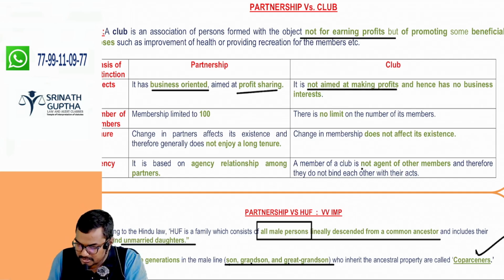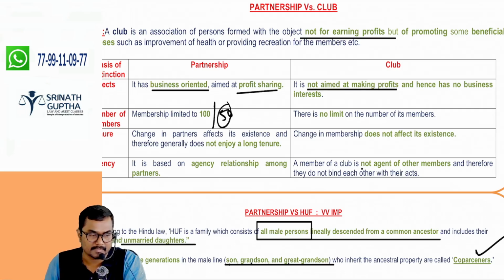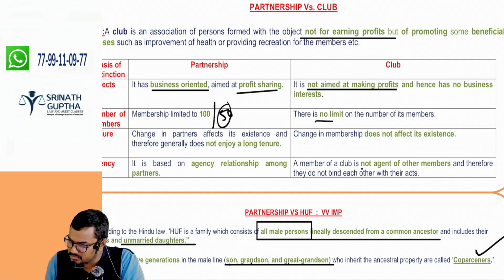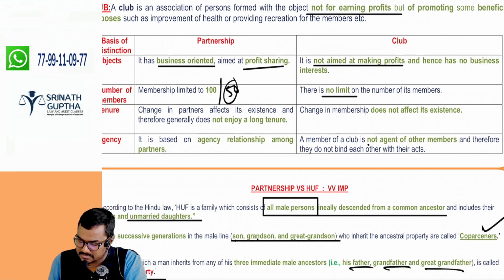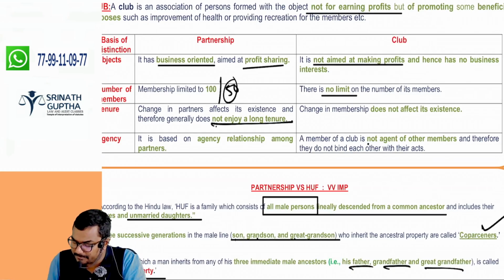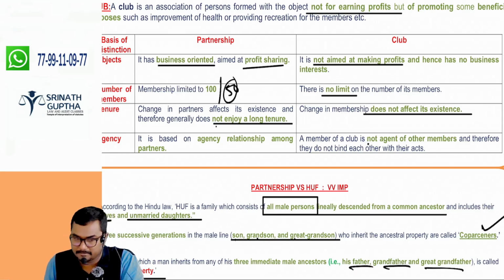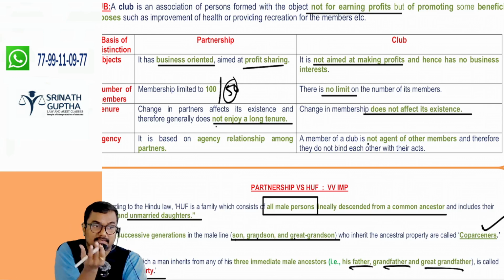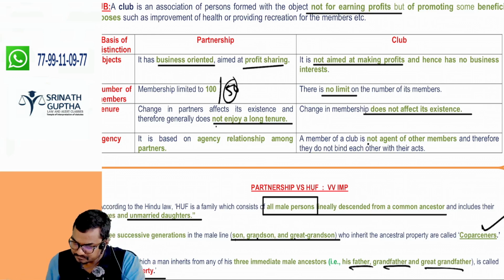In case of partnership, the maximum number of partners can be 10 as per rule. And in case of club, there is no limit on the maximum number of members. Partnership does not enjoy perpetual existence. If a partner comes or a partner dies, the firm will be affected. But club is not like that. Members may come, members may go, members may die, but the club will remain.